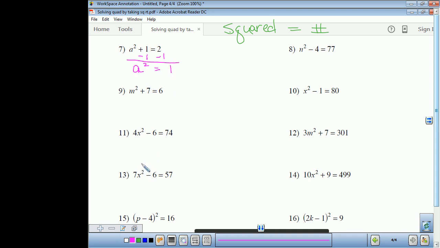And now we do the same thing. We take the square root of both sides. And when you take the square root, you get plus or minus. And for some reason, this one's tricky. The square root of 1 is 1. I don't know why it's tricky, but it tricks us a lot. Because 1 times 1 is 1, and negative 1 times negative 1 is 1.